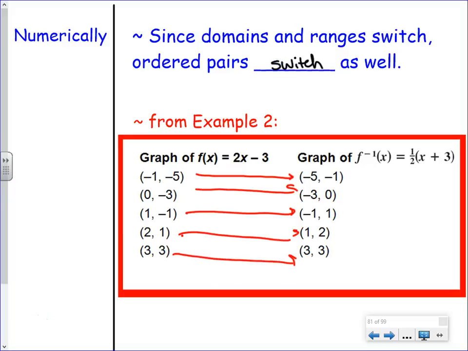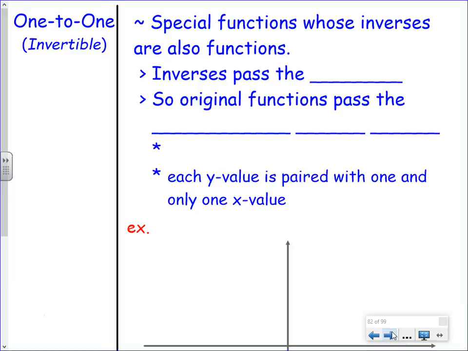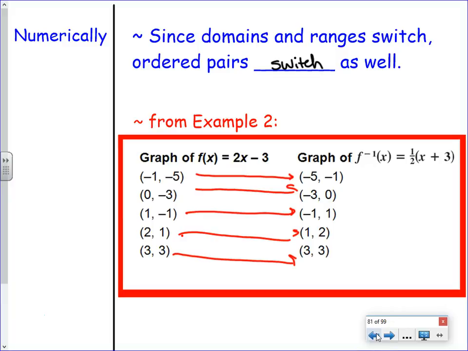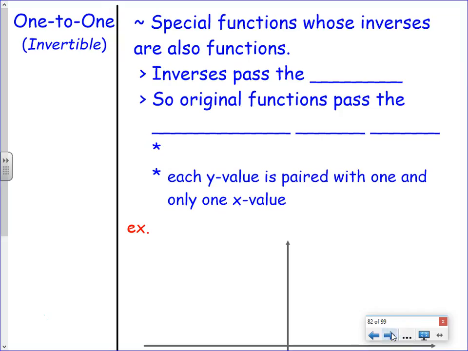Yeah? The last point didn't switch. I wonder why. How come? Just kidding. Math humor. All right. It's a good day.